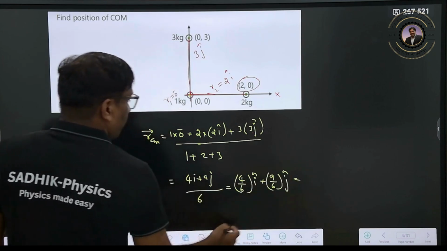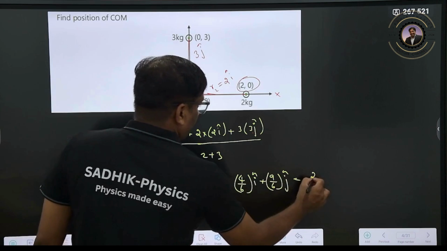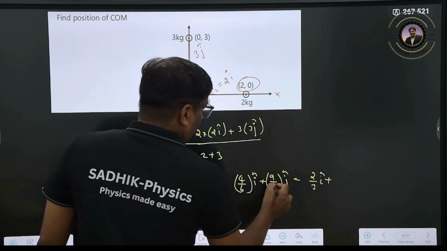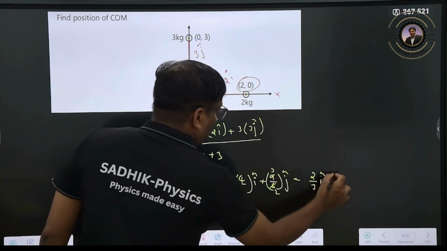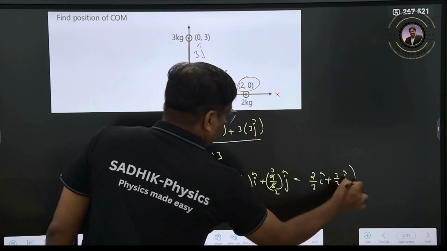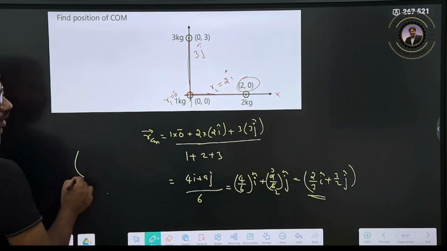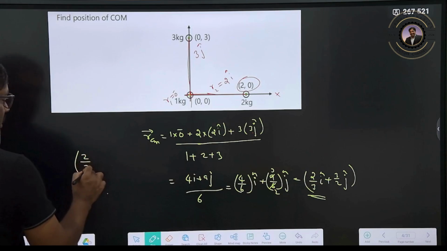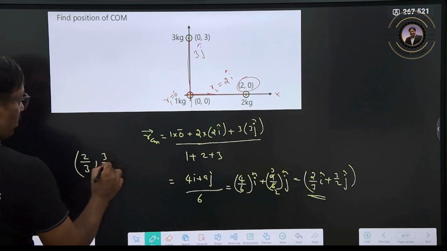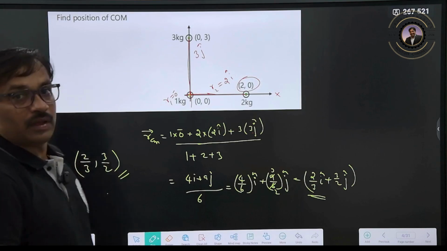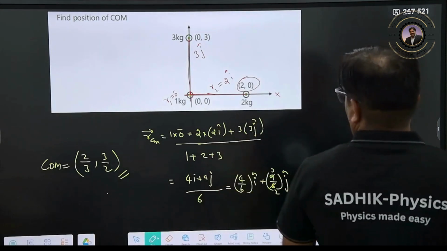Simplify it more. Therefore it is 2 by 3 i cap plus 3 by 2 j cap. This is your center of mass. Or if you want to calculate in points, it is 2 by 3 along the x axis and 3 by 2 along the y axis. This is your center of mass. Clear? In this way you can solve the problems very easily.